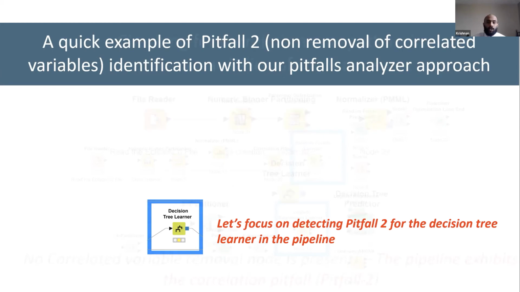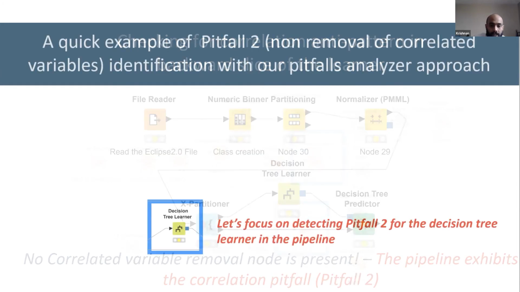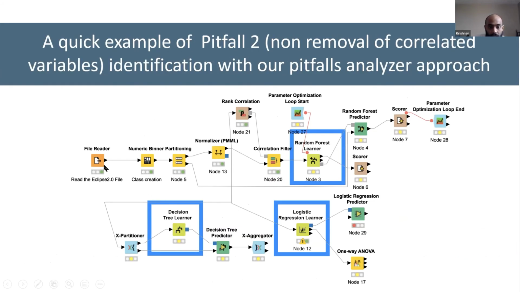It will give you the pitfalls present for each of the learners that you've used in your pipeline. In this case, as you can see, the data comes from the file reader, and it goes through the binner, partitioning and normalizer only for the random forest. But for the decision tree, it goes through the normalizer and then comes straight to the partitioner.